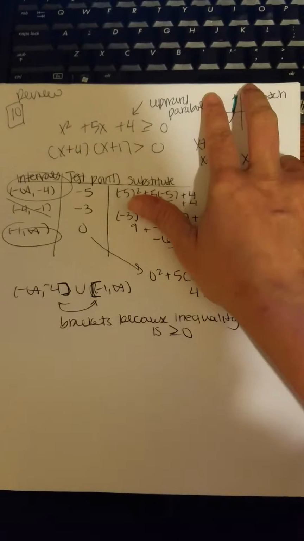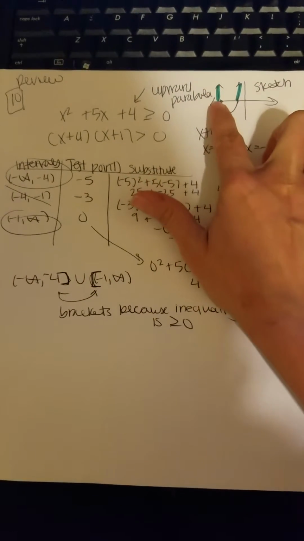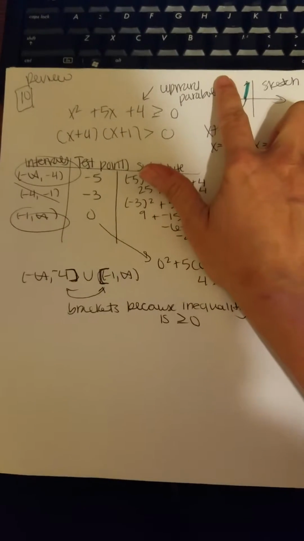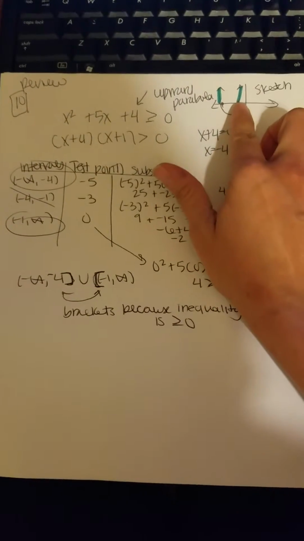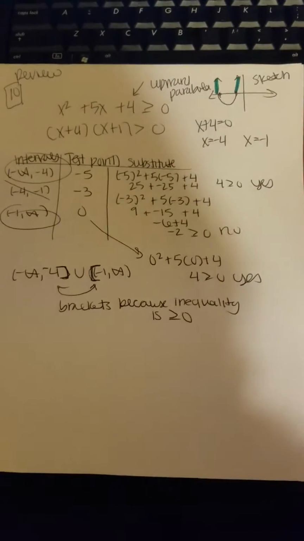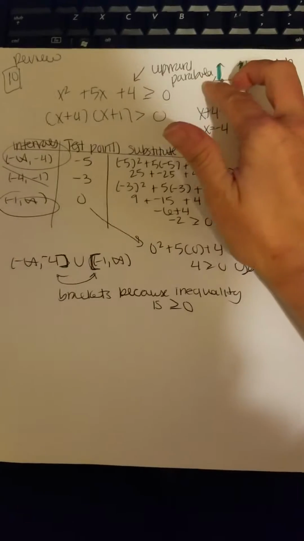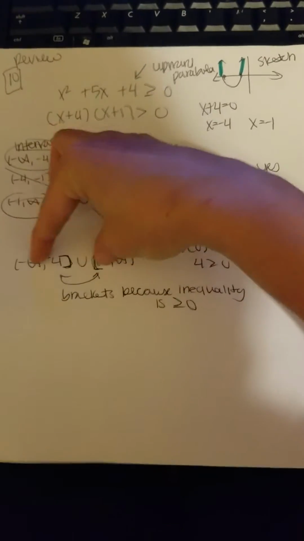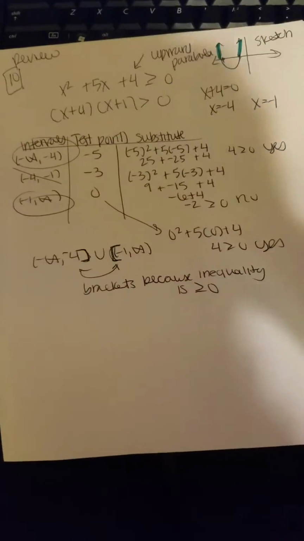And it's exactly like the picture says. From -infinity all the way to -4, you are greater than or equal to 0. And then you pick up when you cross that x-axis again at -1. Okay, so these green shaded spots are what are making it to our solution set, okay?